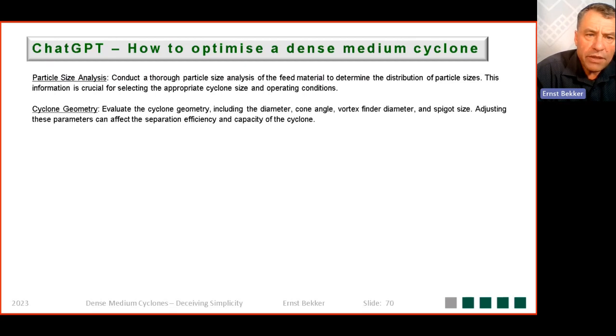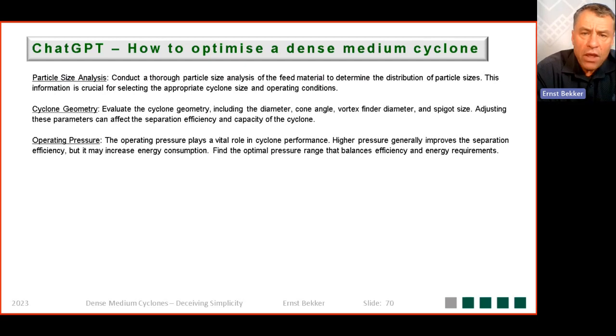Cyclone geometry, it indicates that we need to look at the diameter, the cone angle, vortex finder diameter, and spigot size. It says adjusting these parameters can affect the separation efficiency. Well, that is not completely true. We do select the cyclone up front based on the mass balance, but we don't change the cone angle. The vortex finder diameter is only changed whenever there is a requirement in terms of spigot loading. So there is partial truth in the comment about the cyclone geometry.